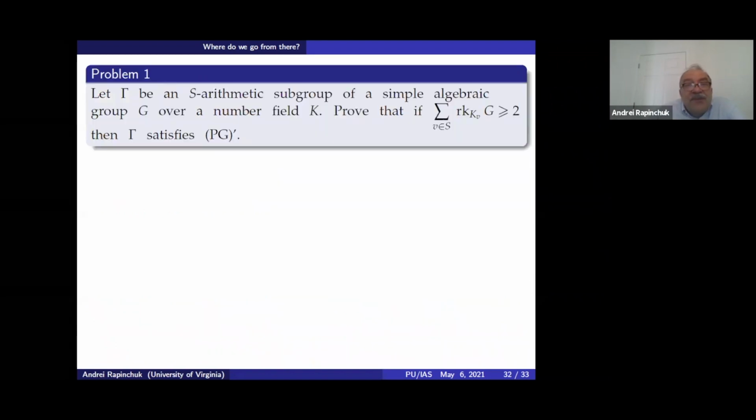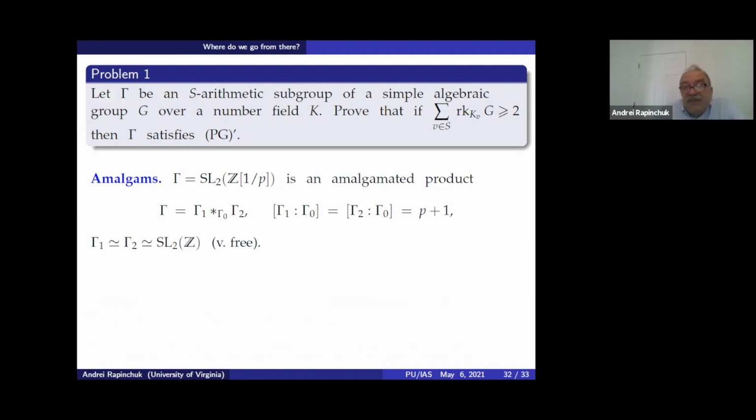So in other words, we have some hope in this PG prime condition. Let me state the problem: prove that in the higher rank case, when we have an arithmetic subgroup and the S-rank is at least 2, then gamma should satisfy PG prime. That's where the focus should probably be. And another interesting question is about amalgams. Now, if we look at the group SL_2 of Z[1/p], this group is known to be a non-trivial amalgamated product. Namely, by Serre, it is the amalgamated product of two copies of SL_2(Z), meaning virtually free groups, amalgamated along a common subgroup of index p+1.